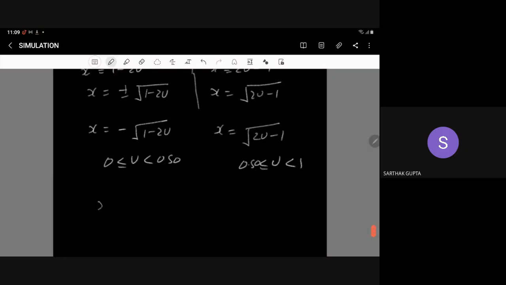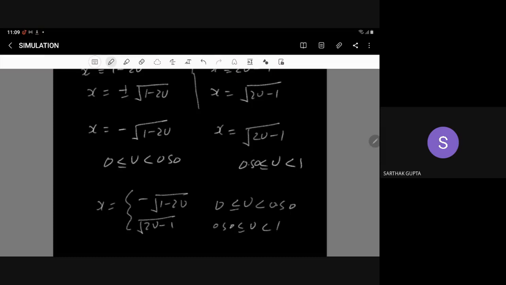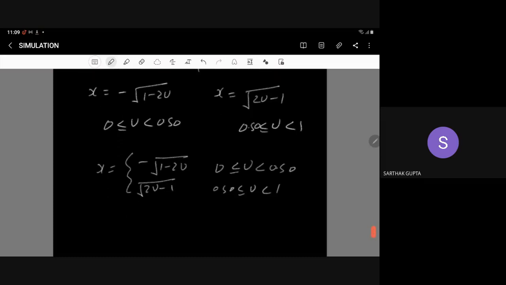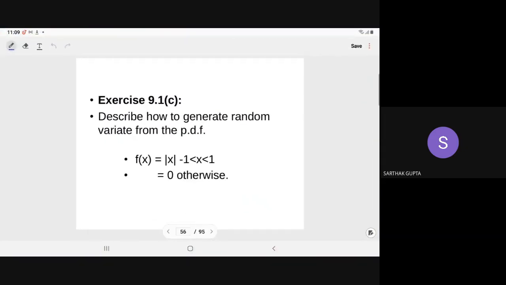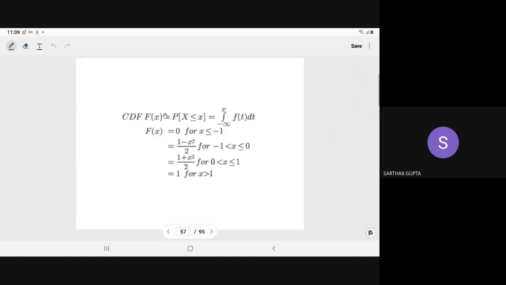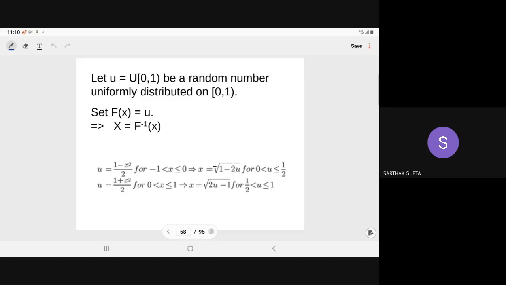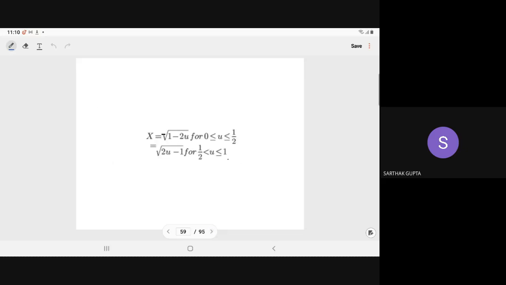Clear? So here x will become minus 1 minus 2u and root of 2u minus 1 for the range 0 to 0.50 and 0.50 to 1. So in this way we can generate the x following this given distribution. So this scheme we have computed, right?